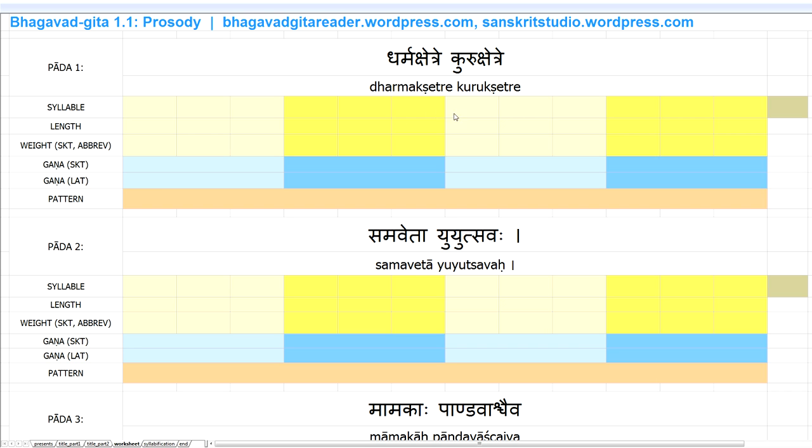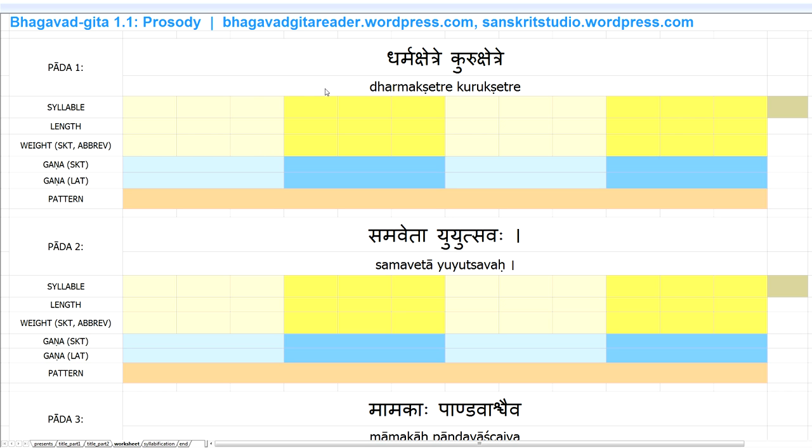Okay, so here we have verse 1 in chapter 1, dharma-ksetre, kuru-ksetre. And of course, the intro is not here now because we don't normally analyze the meter of the intro. It's not really a part of the verse, in a meter kind of fashion, that is to say. So let's start with dharma-ksetre, kuru-ksetre.